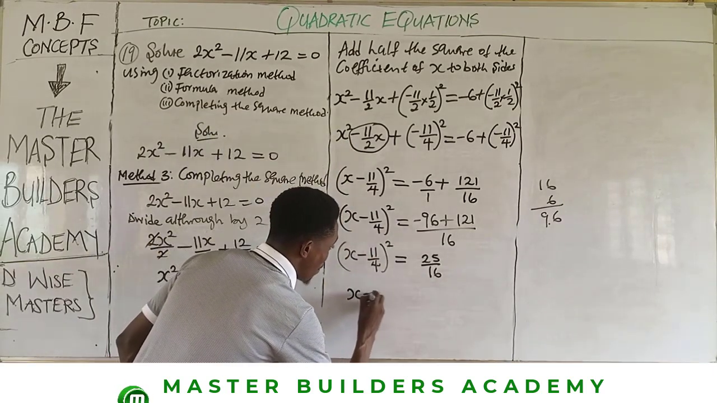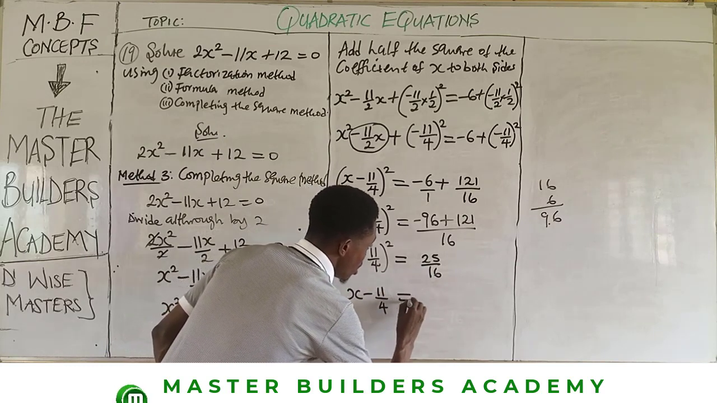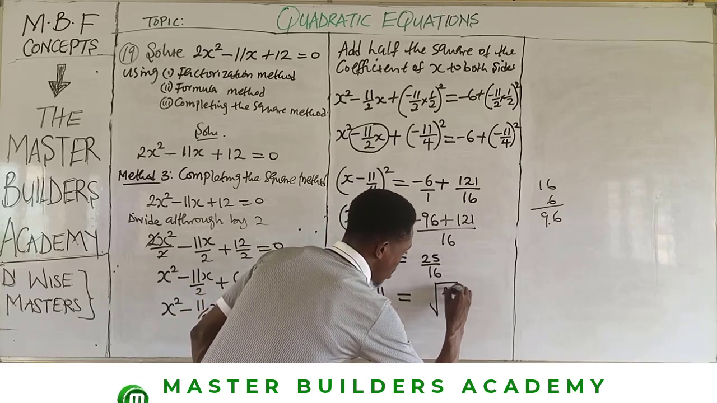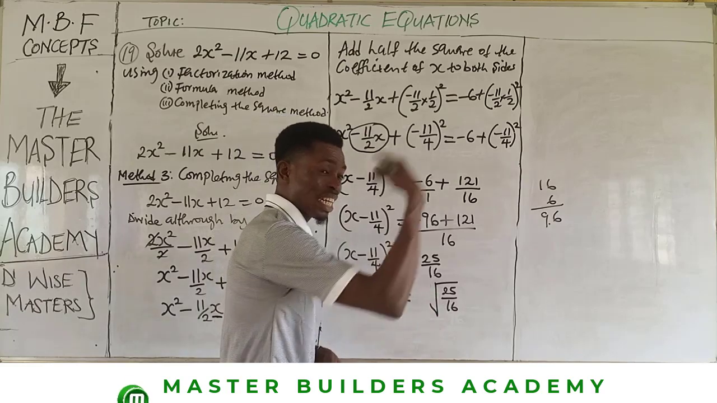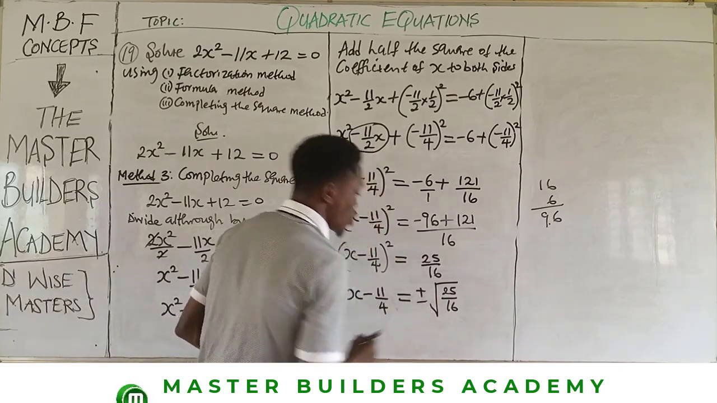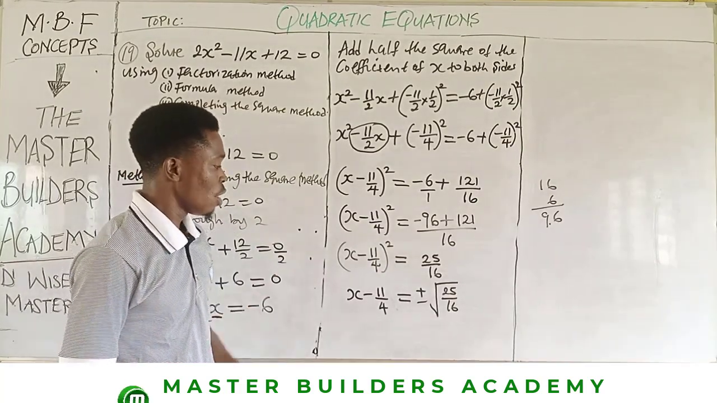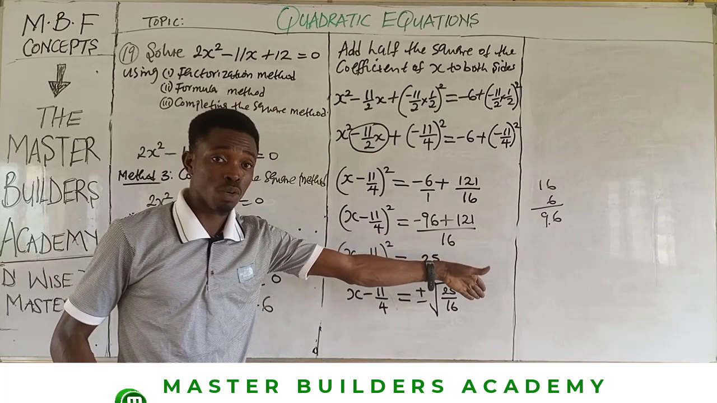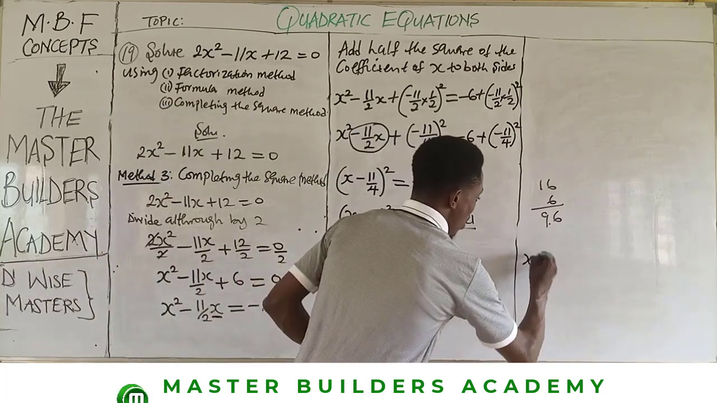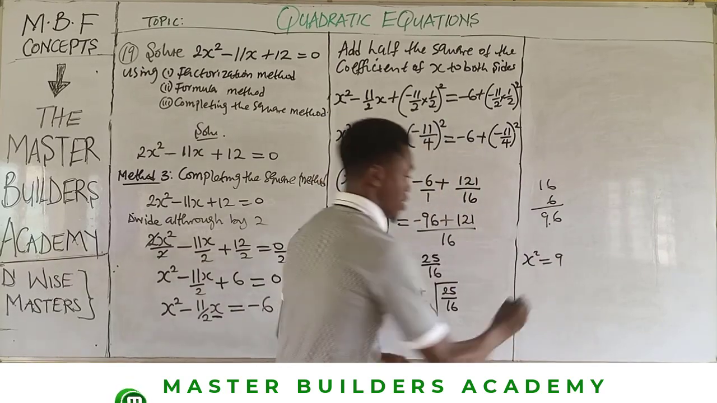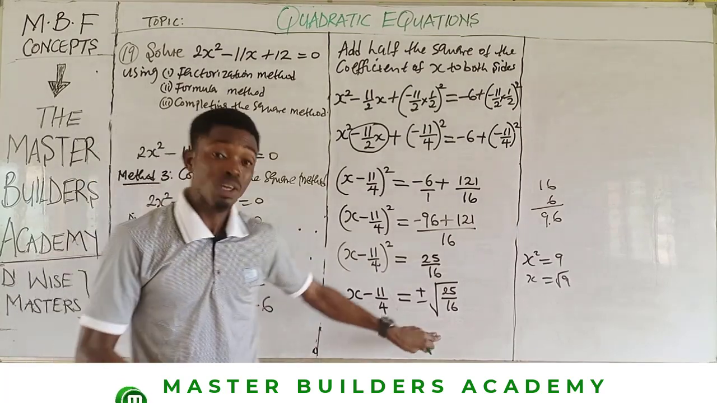There we have x minus 11 over 4 is equal to the square root of 25 over 16. I have explained countless times that anytime you introduce a square root to the right hand side, you must introduce plus or minus. The square root comes with plus or minus. This is it. We remove the square from here and it turns to the square root of the right hand side. Just the same way, if you have s squared is equal to 9, to find the value of s, all you simply do is s is equal to plus or minus the square root of 9. I hope you now understand what we did here, right?